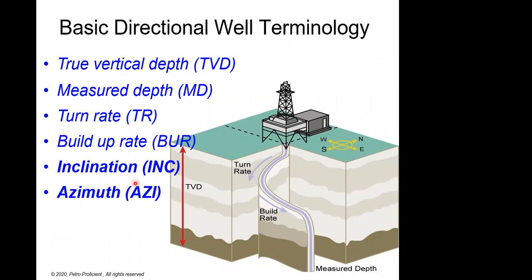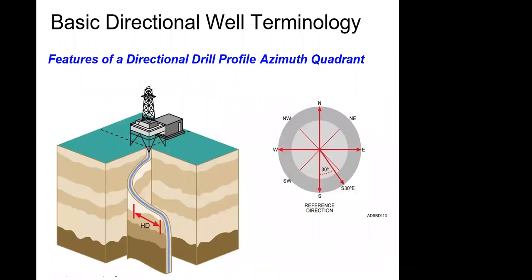You also have your inclination and azimuth. They are very important measurements when we take surveys, to see if you are following the right trajectory. Turn rate and build rate, as I just spoke about. And then azimuth is in reference to what is called the azimuth quadrant, where you measure your azimuth with reference to north, south, east, west. This quadrant, and then you have your azimuth value.